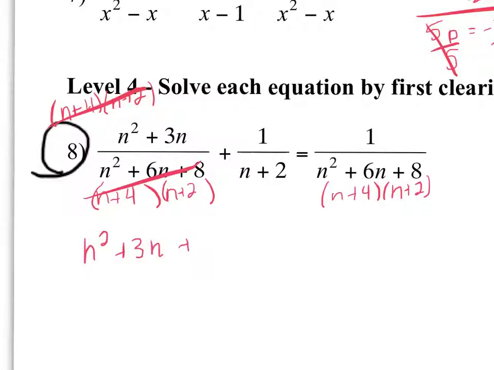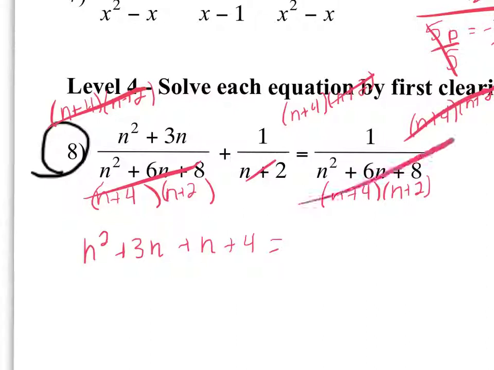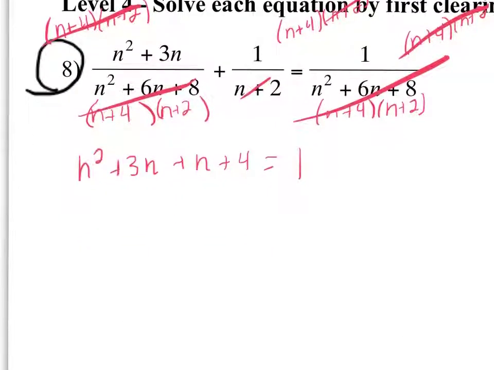When I multiply this one by our common denominator, the n plus 2's cancel out, and we're left with 1 times n plus 4, which is n plus 4. And if I multiply by my common denominator here, the top will cancel out, so we're left with 1. Now, since we have an n squared, we want to make sure we have two solutions. So I'm going to combine my like terms. N squared plus 4n plus 4 equals 1.